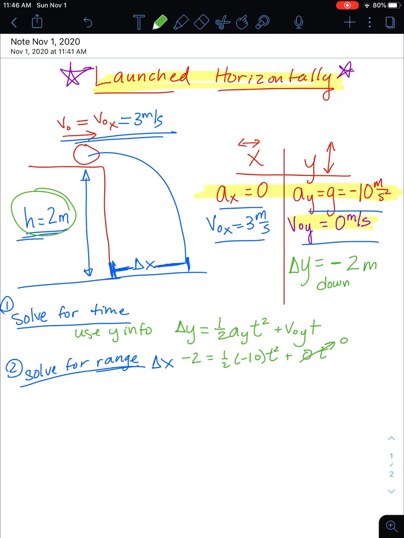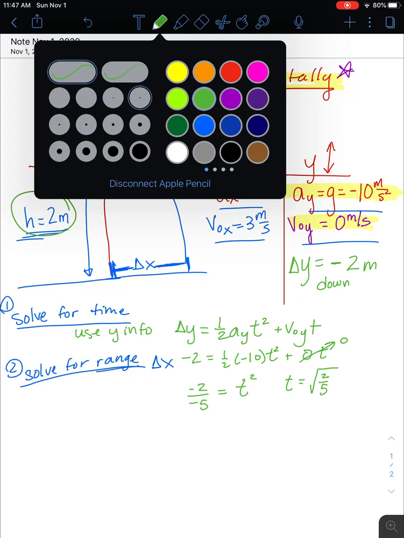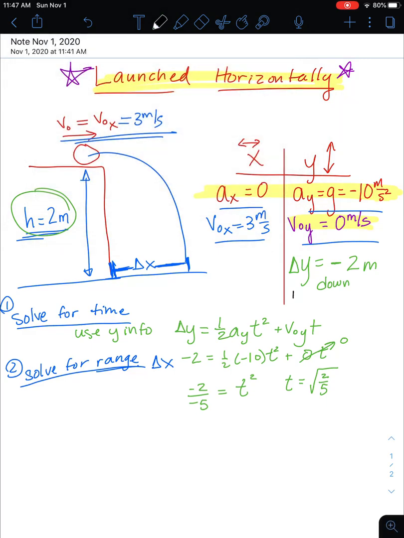And now I'm going to do that -2 divided by -5 is equal to t squared. And so t is equal to the square root of 2/5. And if I had a calculator right now, I would give you what that decimal was. When I solve for that time, that's actually another variable I can put in my chart: the time that it took to hit the ground is the square root of 2/5 seconds.